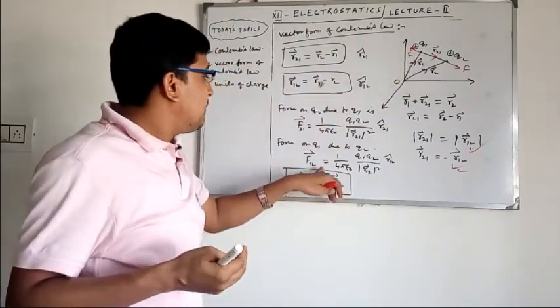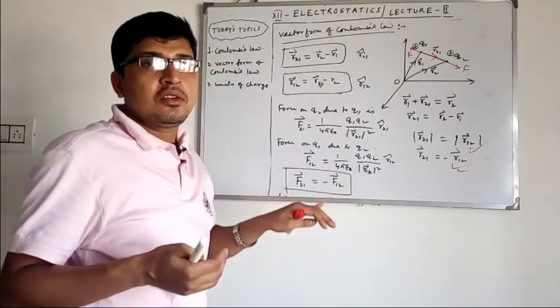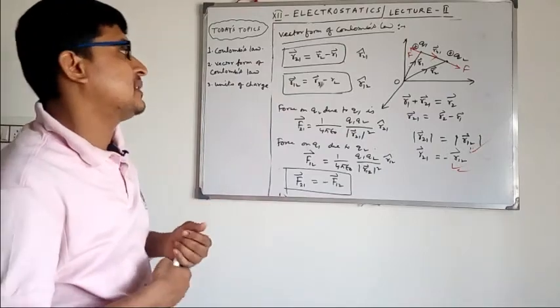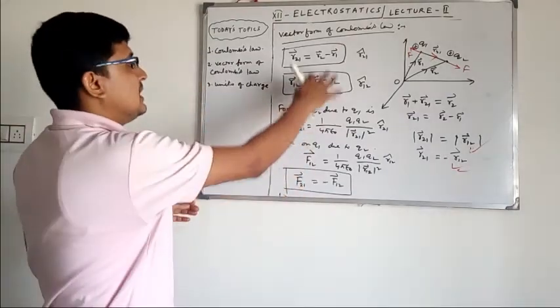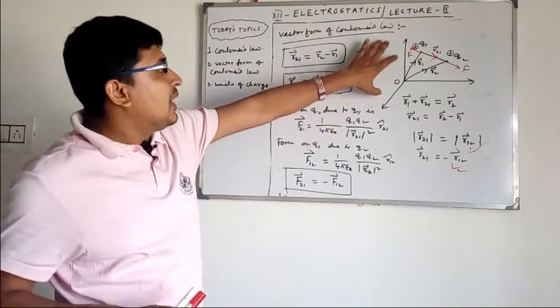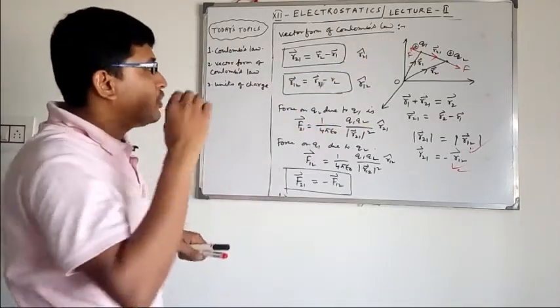So F21 is equal to minus F12; both forces have the same magnitude but the direction will be different. So this is the vector form of Coulomb's law. And in your exam, if this comes, you should write it in short.